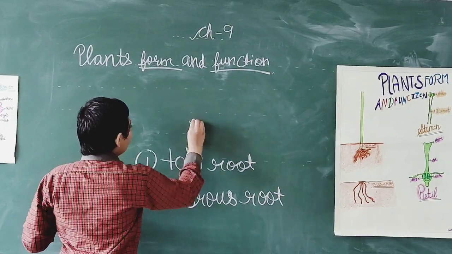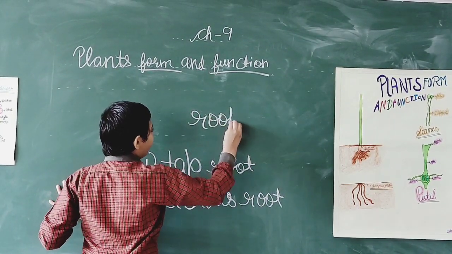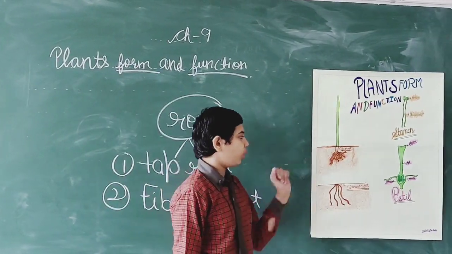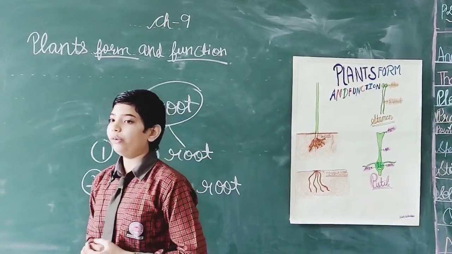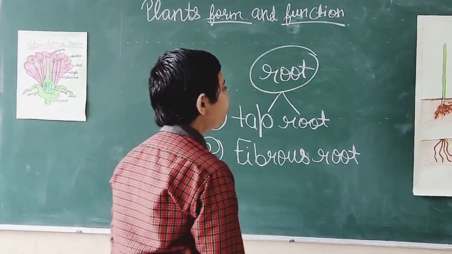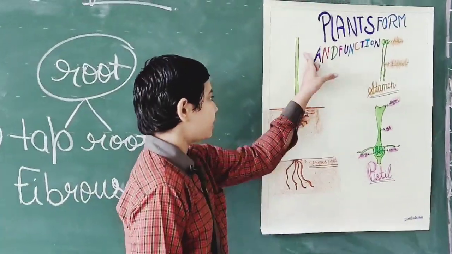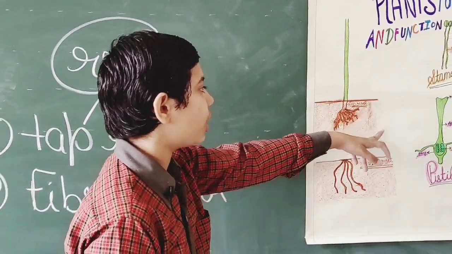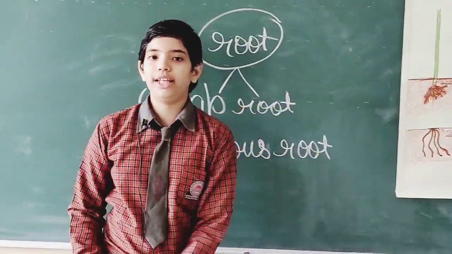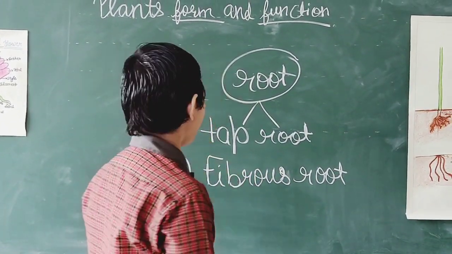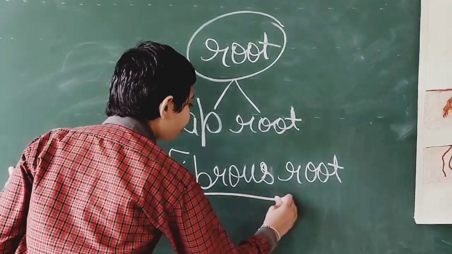Now I am going to teach you what a taproot is. The plant which has only one main root is called taproot. As you can see in this diagram, this plant has only one main root. So these types of roots are called taproot.